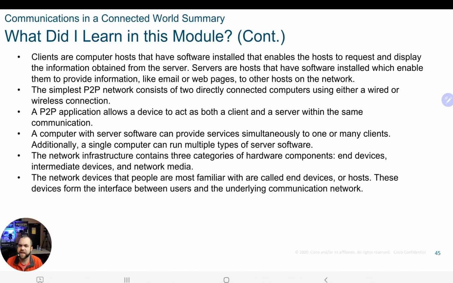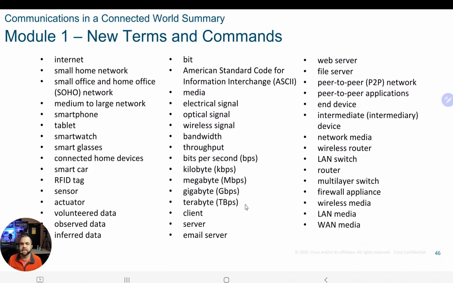And if I didn't tell you that, LAN stands for local area network, which is everything on this side of what you would think of like your home wireless cable modem. Everything on this side is going to be your LAN. Everything on the outside of that is going to be the WAN, or the wide area network. Okay. From there, network devices that people are most familiar with are called end devices or hosts. This is what people interface with on a daily basis.